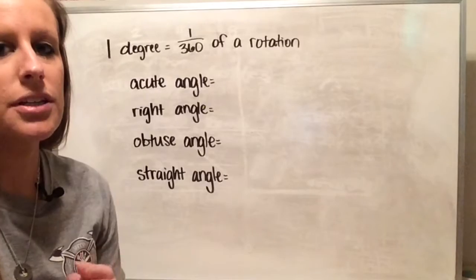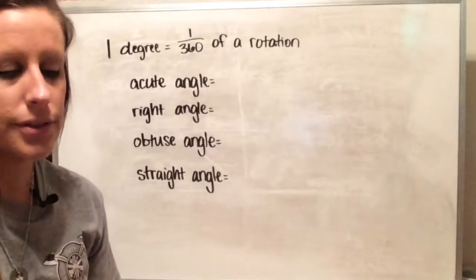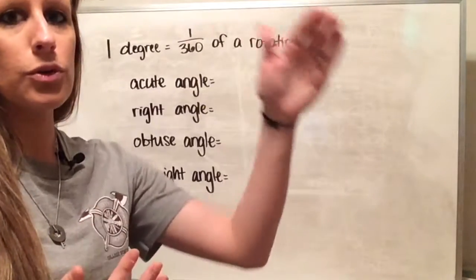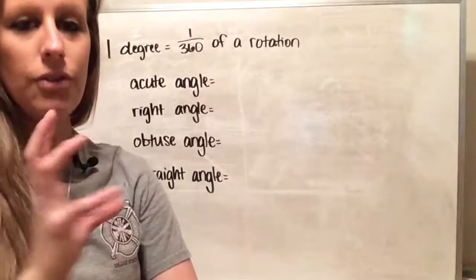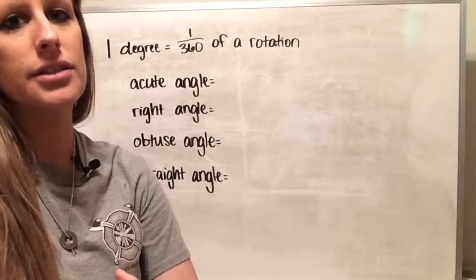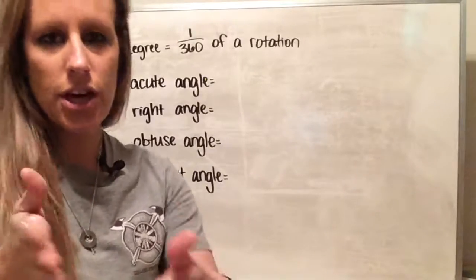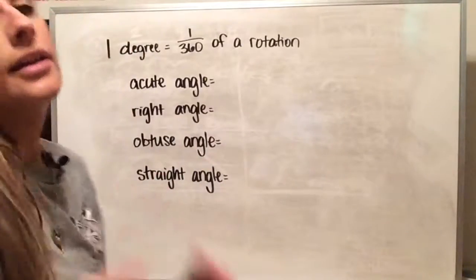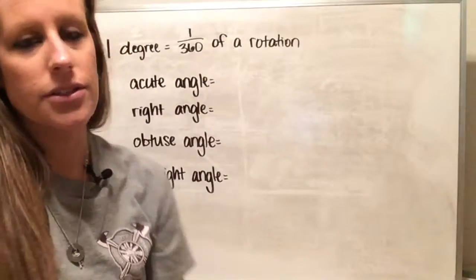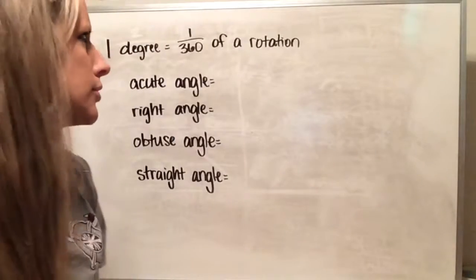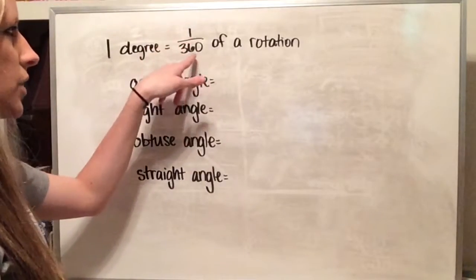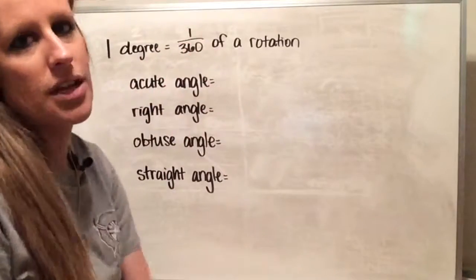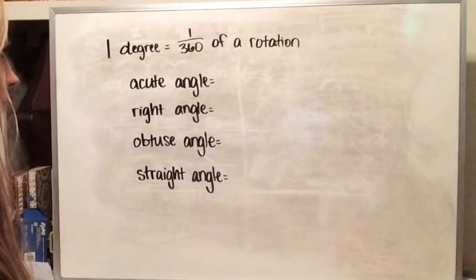Okay, the next part of these notes is talking about rotations. If you think about one full rotation, or even like spinning, a full rotation is going to be 360 degrees. So if I start here and I turn around and I end up back here, it's going to be 360 degrees. I'm sure y'all know that. So 1 degree is 1/360th of a rotation.